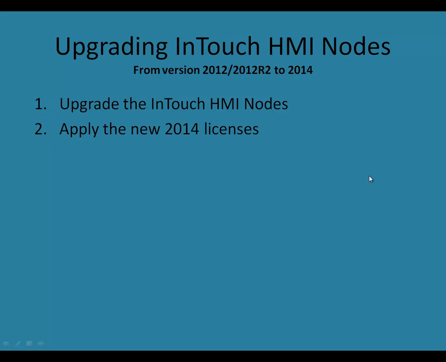Hello, and welcome to the third video in a series on upgrading system platform components from version 2012 and 2012 R2 to version 2014. In this video, we'll focus on upgrading a running InTouch HMI node. In the previous videos, 1 and 2, we upgraded a GR node and two redundant object servers in pairs. In this video, we'll just simply focus on upgrading the InTouch HMI and applying the new 2014 license. Let's begin.